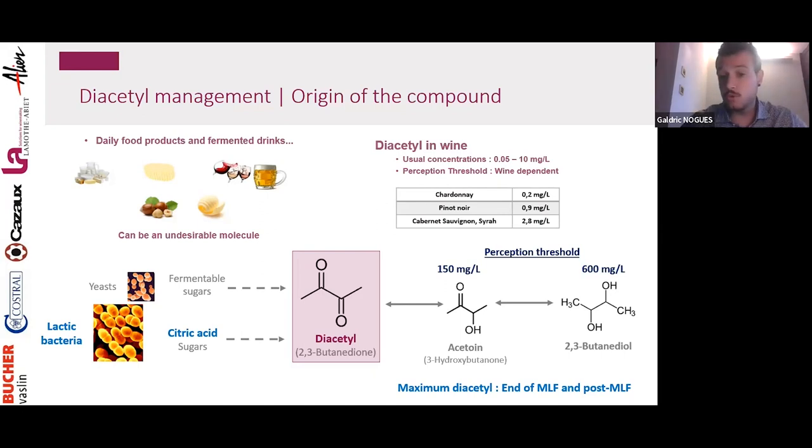So it's important to know when the bacteria is going to produce the diacetyl, and to stop it before it does. It can be either at the end of the malolactic fermentation or way after, so let's say 1 week, 2 weeks after malolactic fermentation. If you leave the wine without SO2, then the bacteria will start to produce the diacetyl.